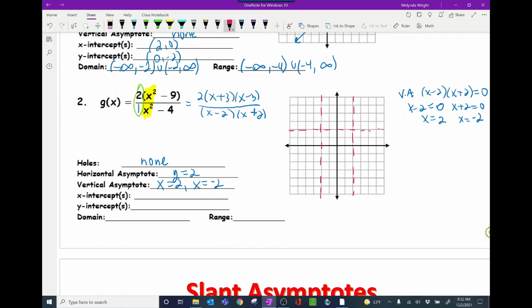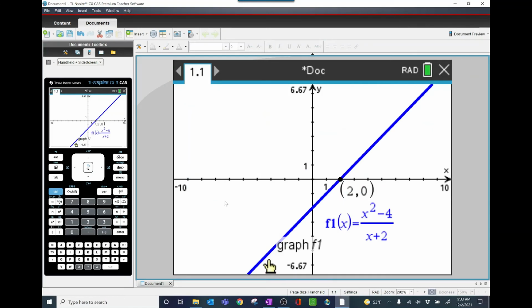Fantastic. So now that we have our template set up, or the information that we need, we're going to go to our calculator, and we're going to get the rest of the information off of our calculator. Our x-intercept, our y-intercept, and then we'll graph it on here, and then we'll look at our domain and range. So let's go back to our calculator.